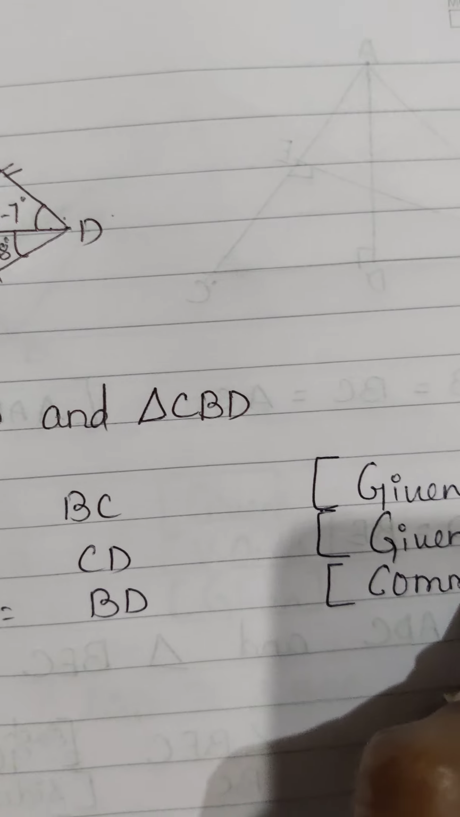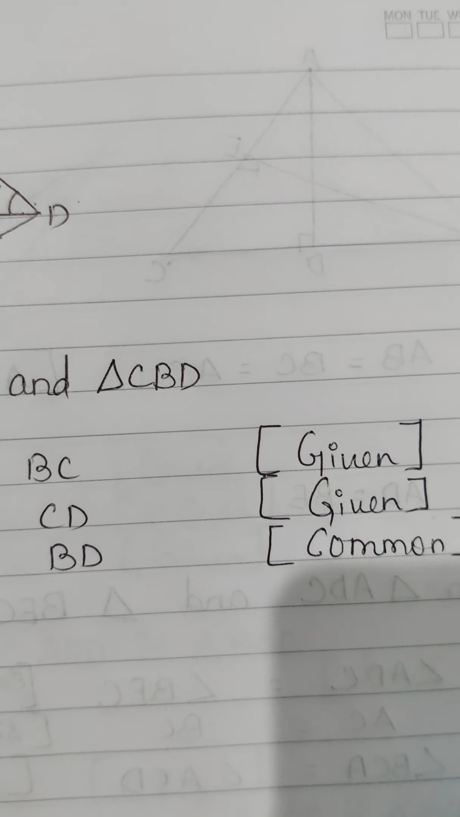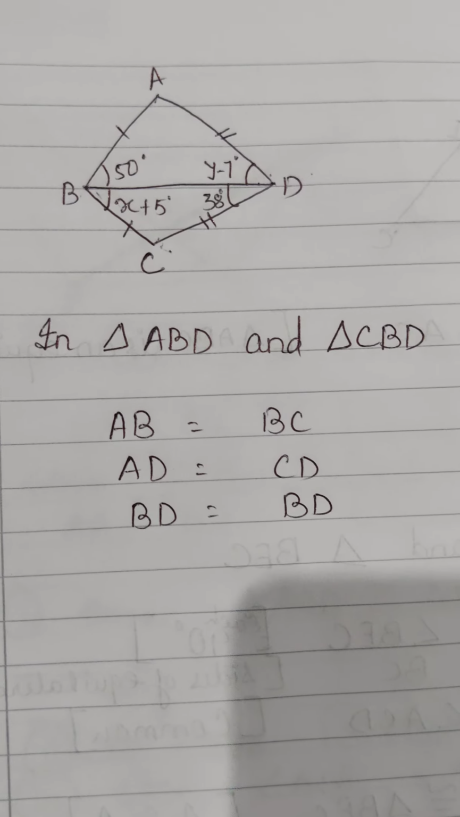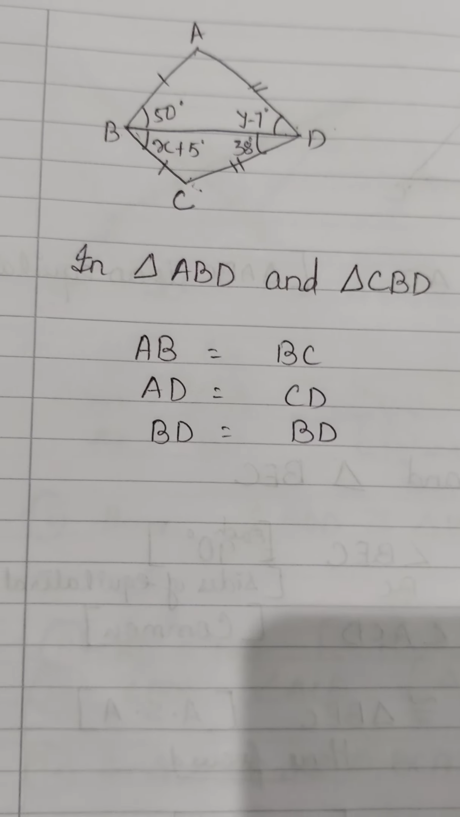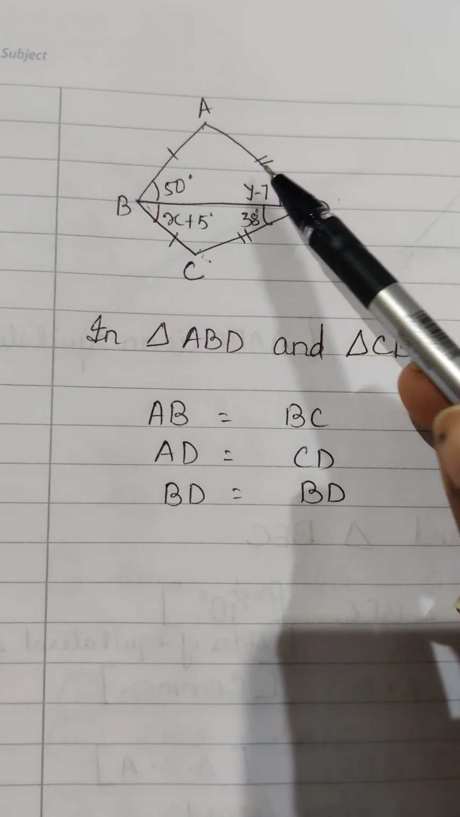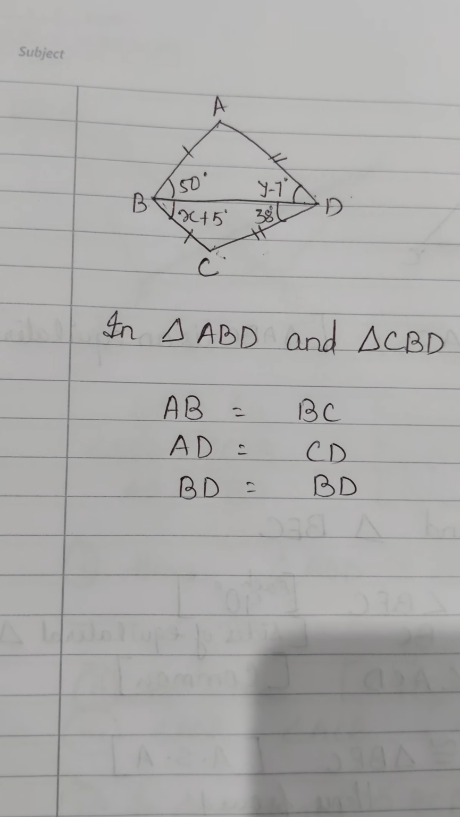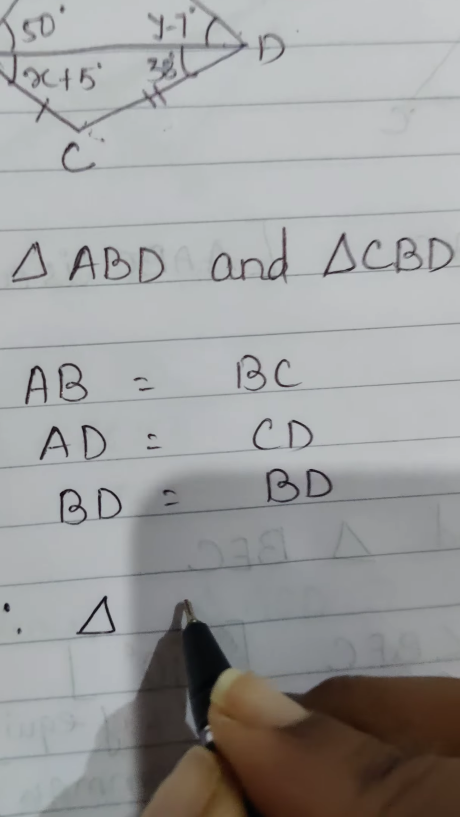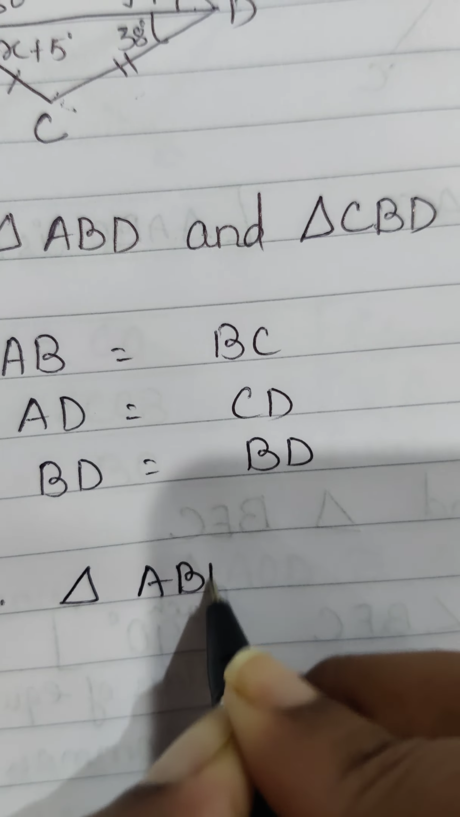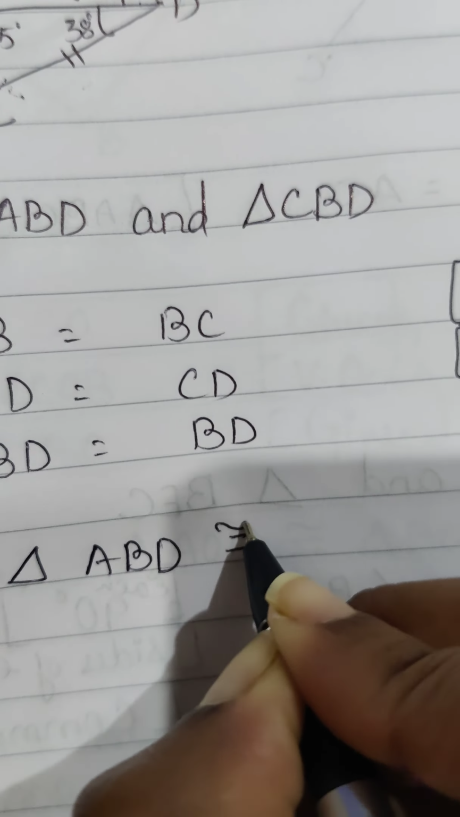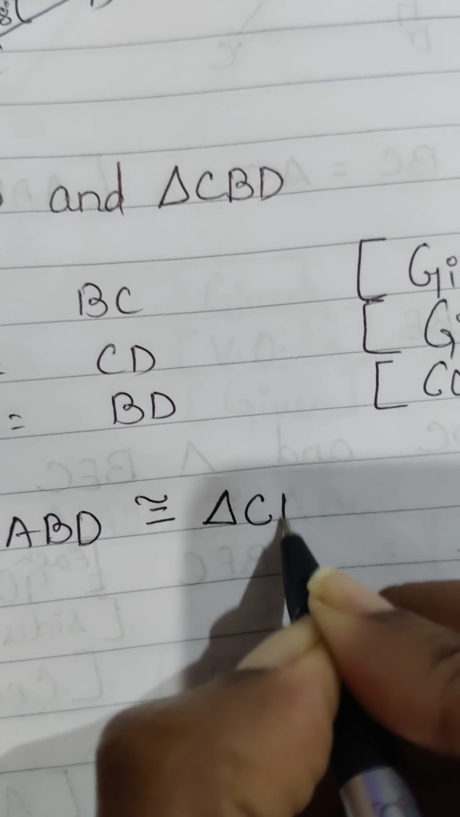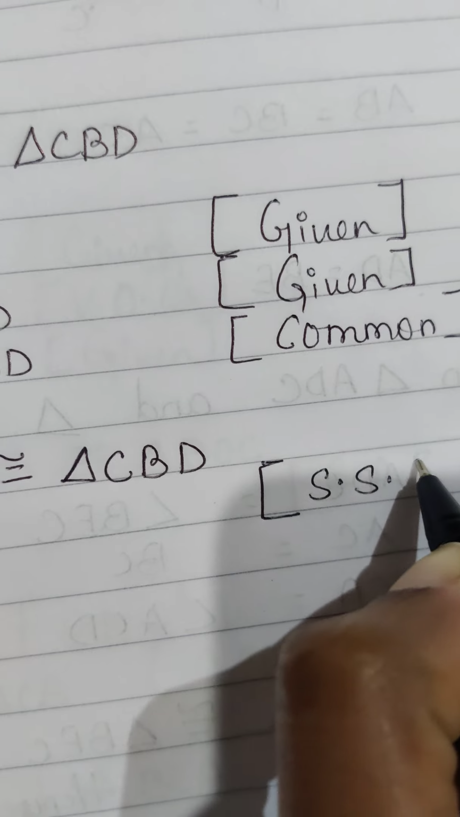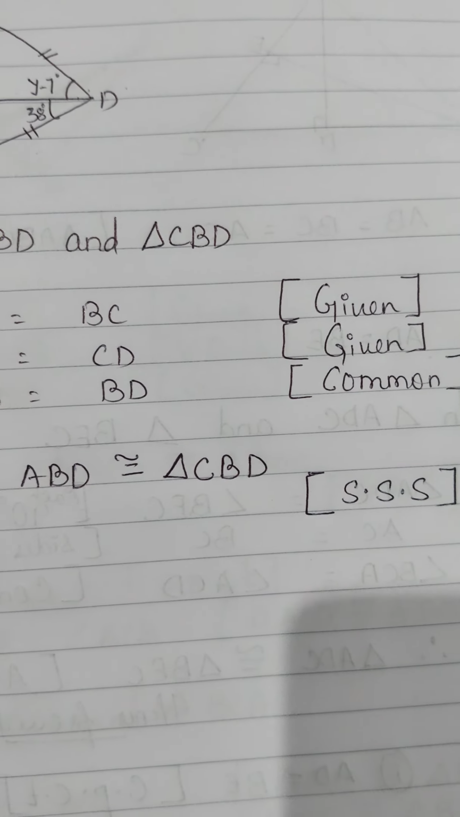Common. The reason will be common. Okay. Next. So if we have got the property, we can say that these two triangles are congruent. So we will write, therefore, triangle ABD is congruent to triangle CBD. By which property? Side, side and side property.